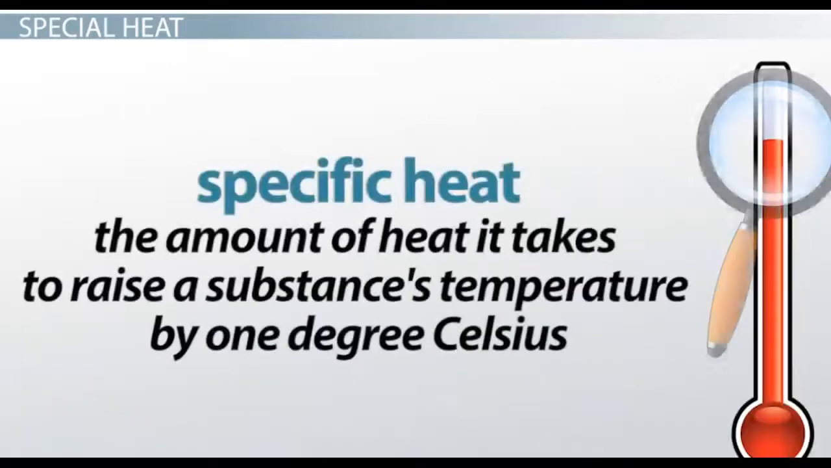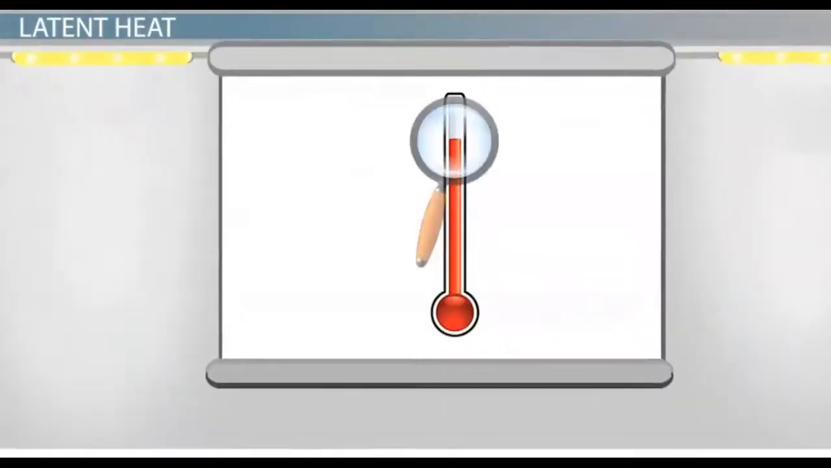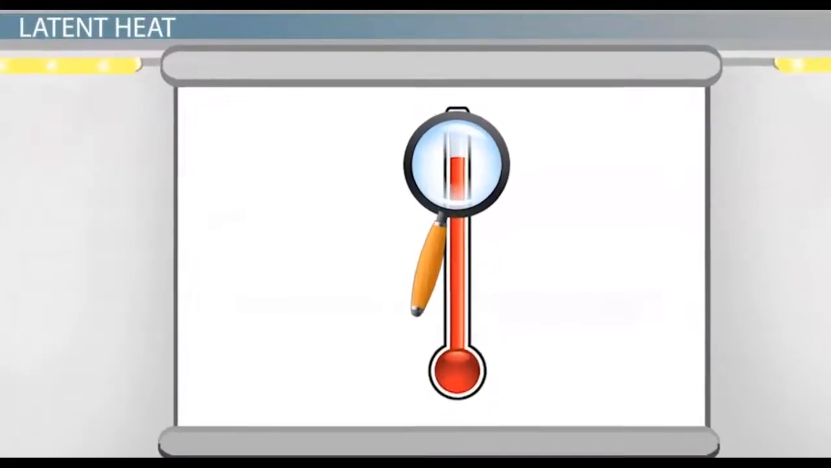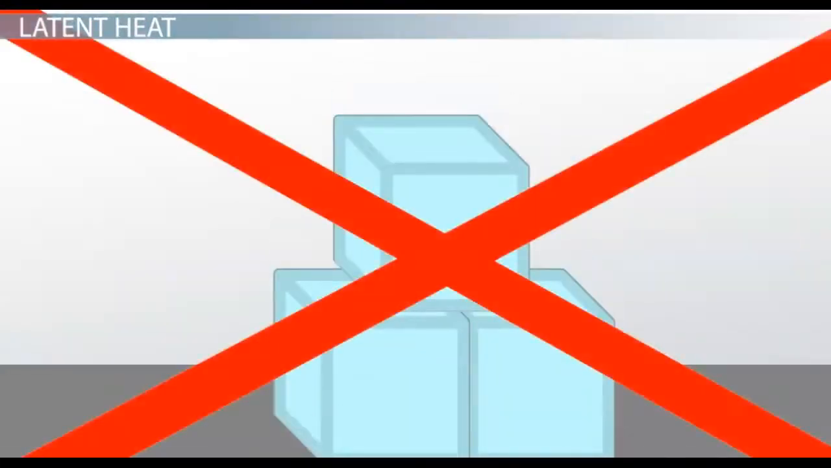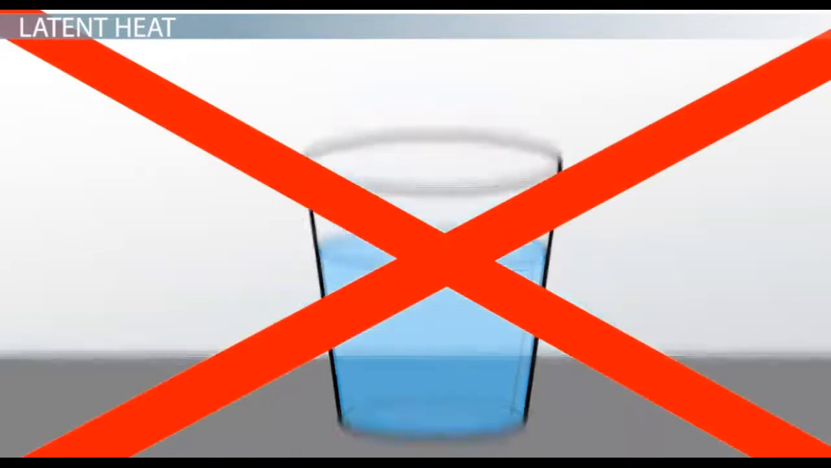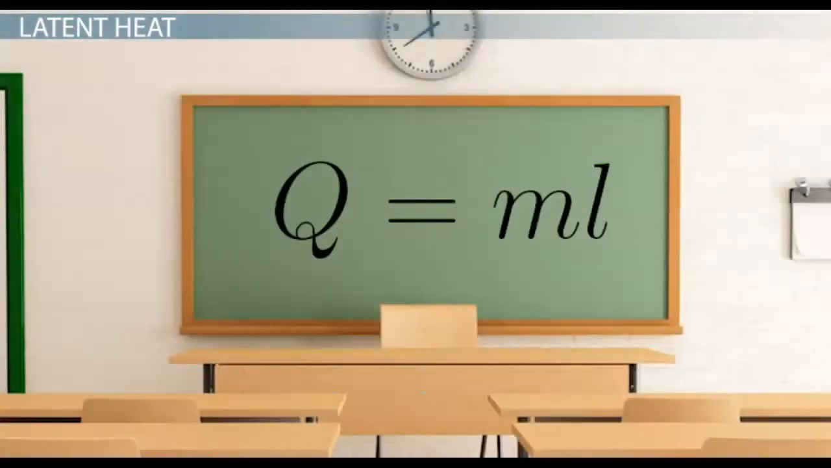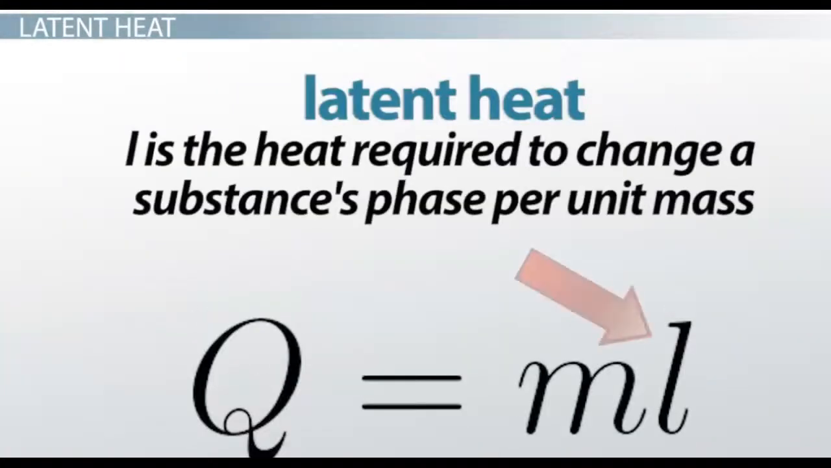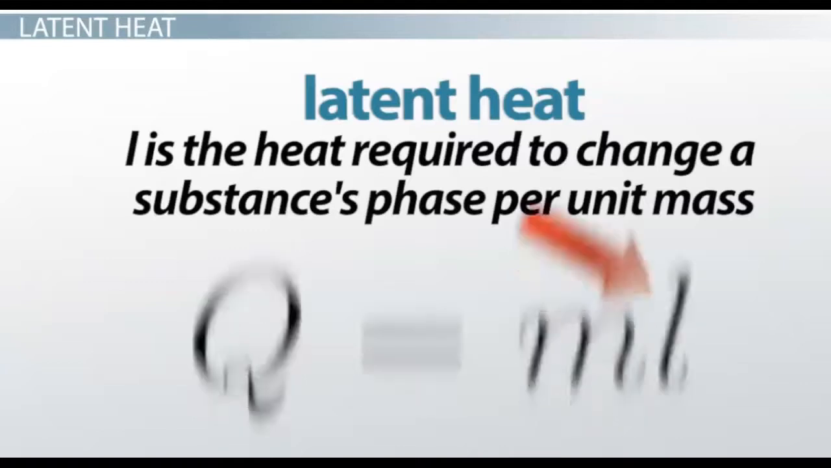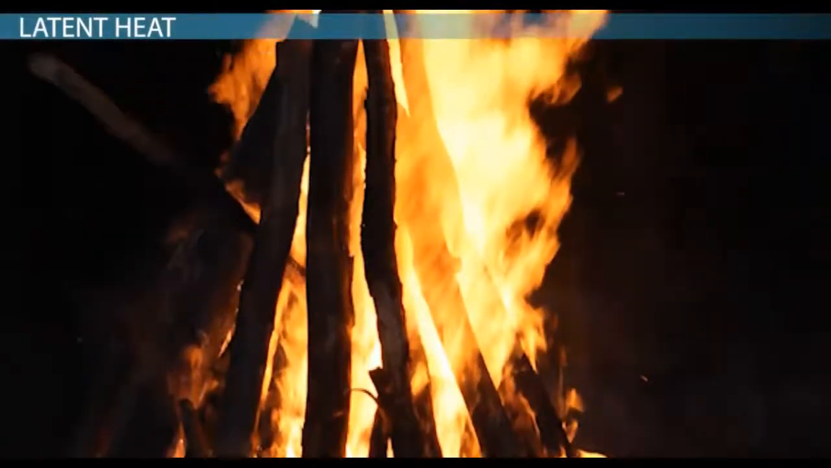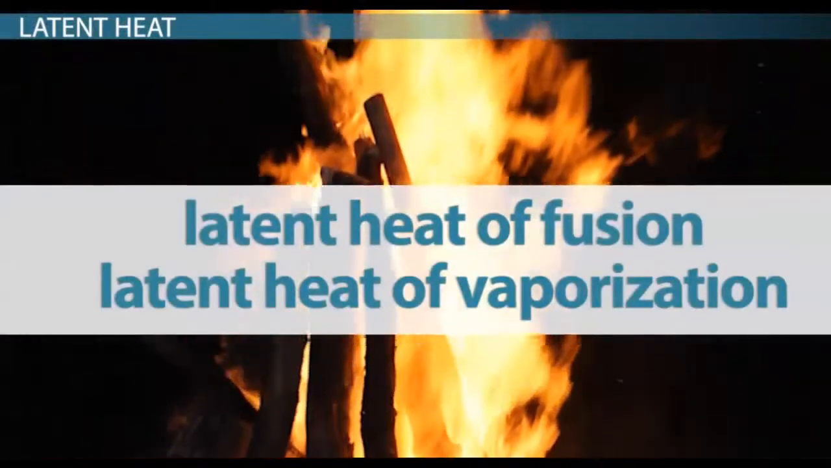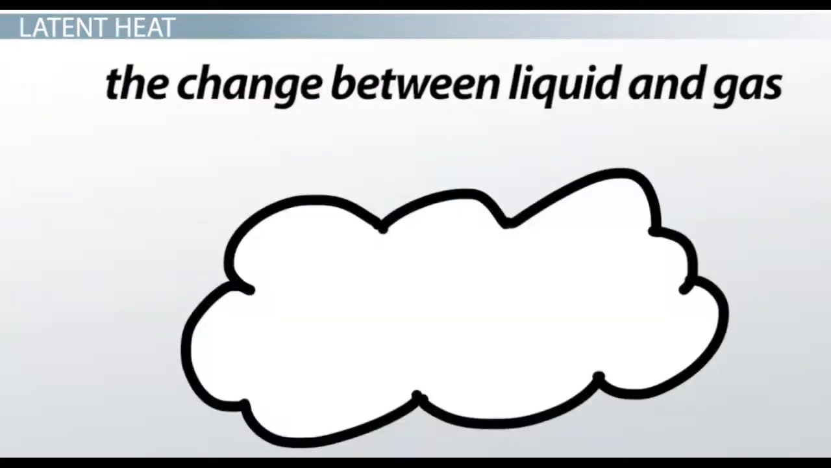The specific heat is the amount of heat it takes to raise a substance's temperature by 1 degree Celsius. While the specific heat formula tells us how much heat it takes to raise a substance's temperature, it does not tell us how much heat it takes to change a substance's phase. For that, we use the latent heat formula, Q equals mL. Latent heat, or L, is the heat required to change a substance's phase per unit mass. There are two different types of latent heat: of fusion and of vaporization. The former deals with the substance's change between solid and liquid, and the latter the change between liquid and gas.